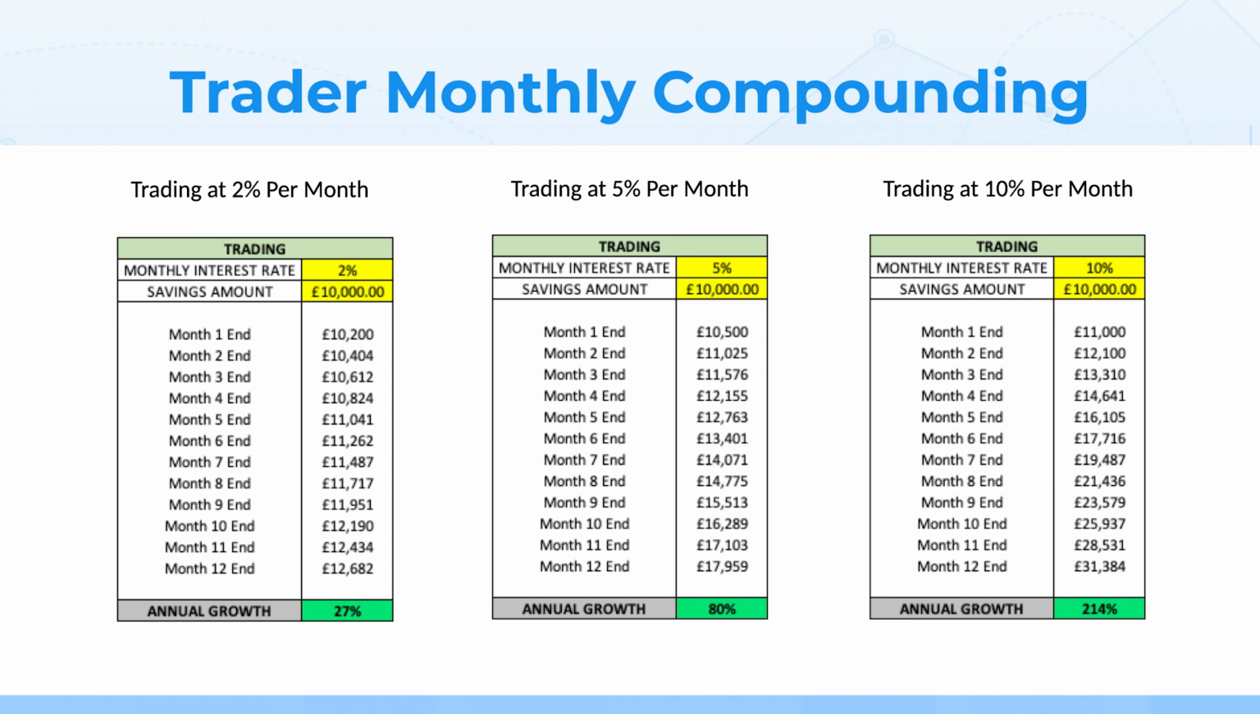But we also know that 2% is an incredibly low bar. Really, we're aiming for more. So 2%, you can see what the results are there. But if we're aiming for 5% or we're aiming for 10%, what does that then look like over a 12-month period? If we're trading at 5% per month consistently, compounding, then our account growth will be 80%, which means you've nearly doubled your money in just a 12-month period. If you're making 10%, then you've nearly tripled your money in a 12-month period.